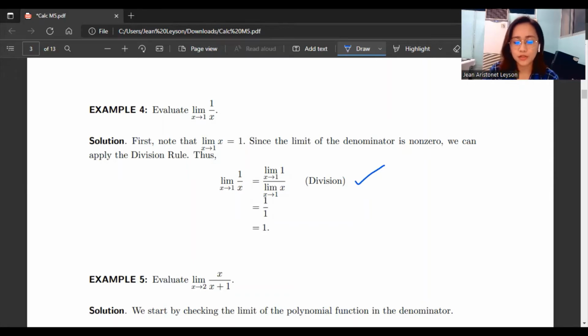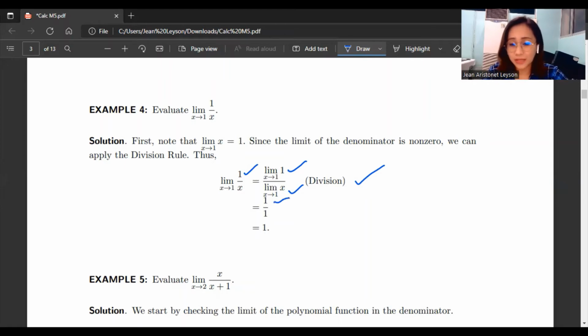Now, since we're done determining that the denominator will not be equal to 0, therefore, we can apply the division rule for this. So same with the polynomial functions, we can also distribute the limit both to our numerator and to our denominator, and apply the corresponding rules for each of those. For the numerator, since that is a constant, and again, we know that the limit of a constant is also a constant. So the limit of 1 is simply 1.